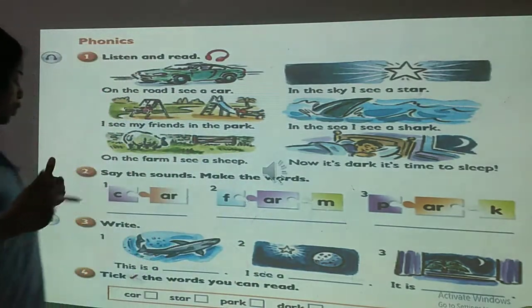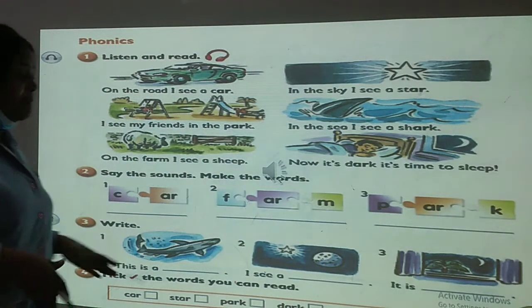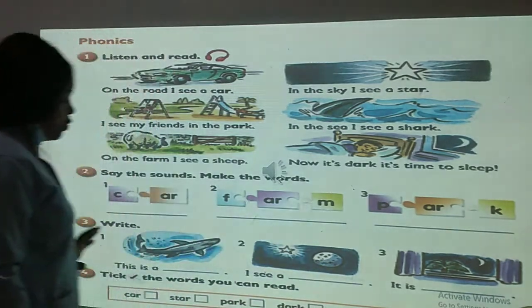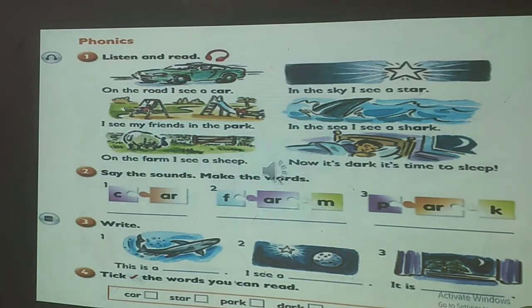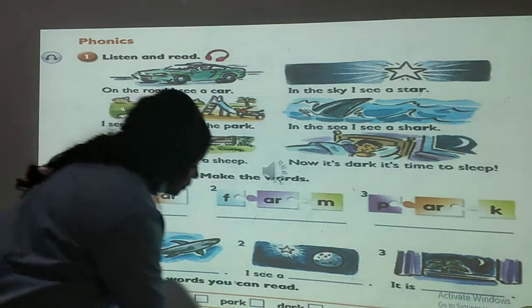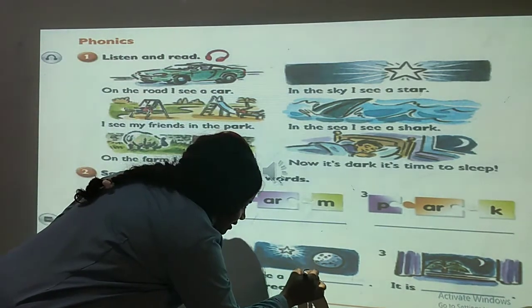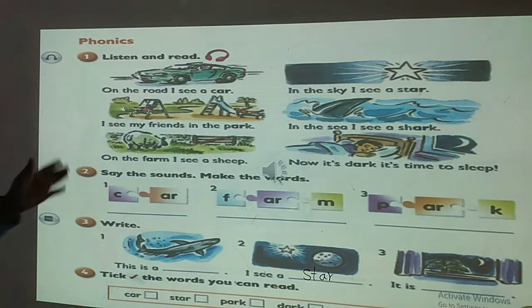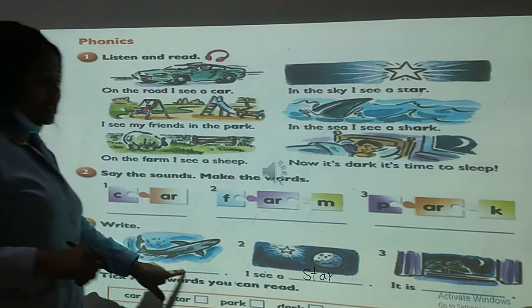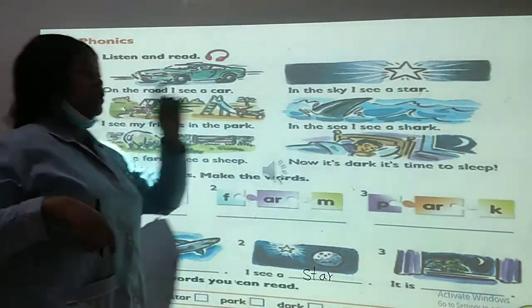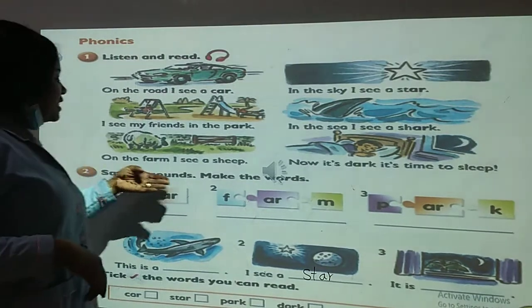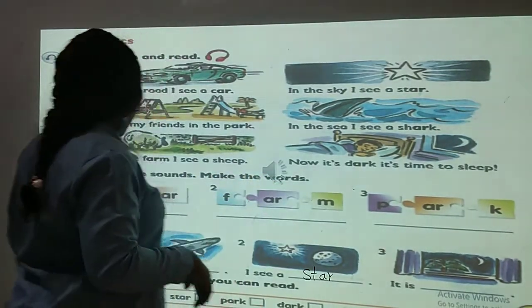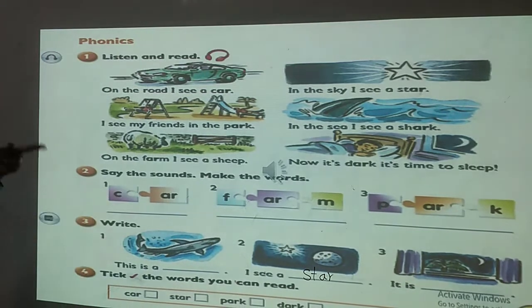Now, I want you to do me a favor by filling in the blanks below, but I will fill in one for you based on what I listened to. I see here, I see a star. Remember, it is the a words. So that is why we are doing this listening activity. I want you to fill this in based on what you listen to. Then here, say the sound, make the words. I want you to say the sound like I taught you in the previous slide.